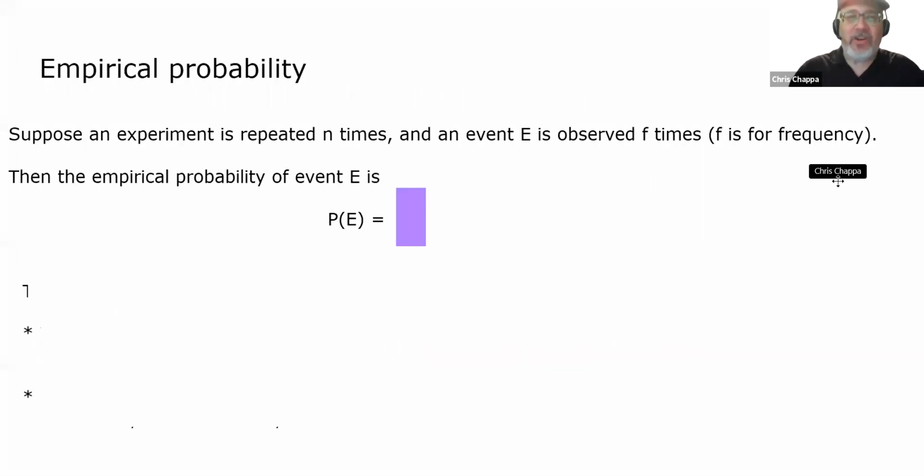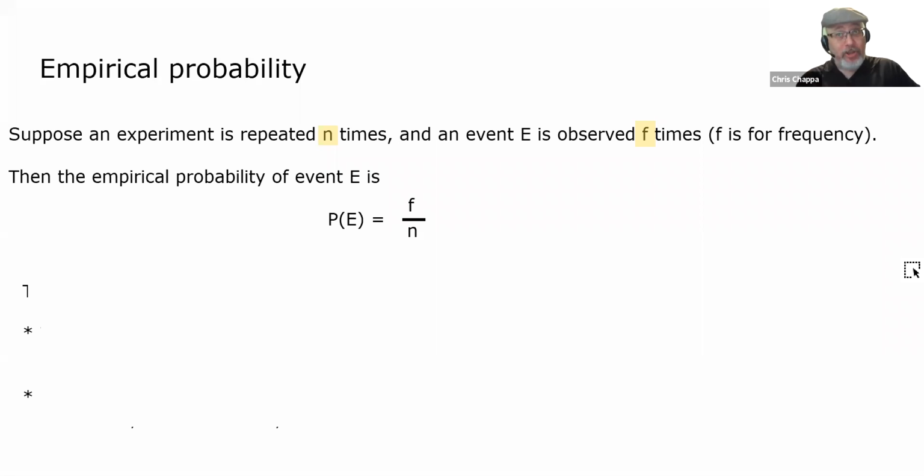Here's the formal definition of empirical probability. Suppose an experiment is repeated n times. So the letter n is representing the number of times we repeat an experiment. And the event E is observed f times. The letter F is for frequency. Then the empirical probability of event E is simply f over n. How many times did we observe what we were looking for divided by how many times did we repeat the experiment?